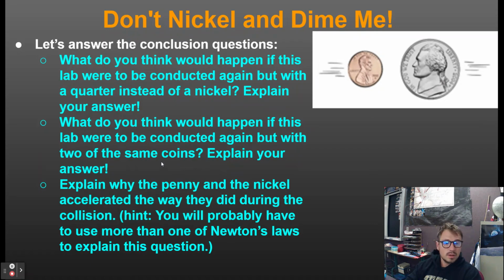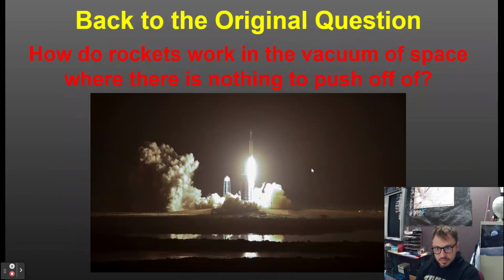Explain why the penny or the dime, whatever is being used, and the nickel accelerated the way they did during the collision. So essentially, we've sort of already answered this. The smaller coin, the dime or the penny, has a much lower mass. It resists that change in motion less, so it's going to have a larger acceleration, a larger effect than the larger coin, because the larger coin has much larger inertia, much more mass, thus it resists that force more than the smaller coin.